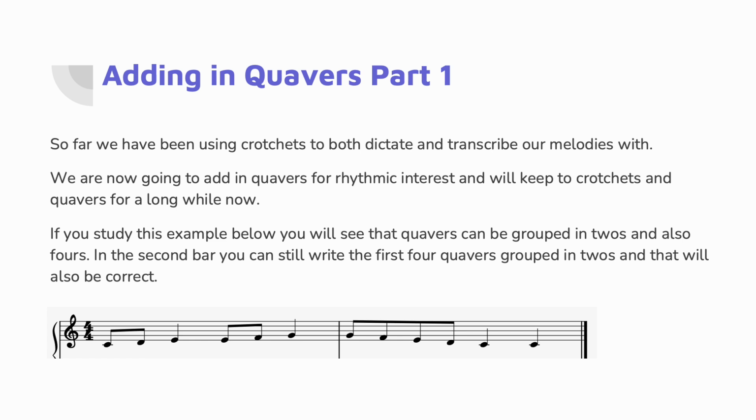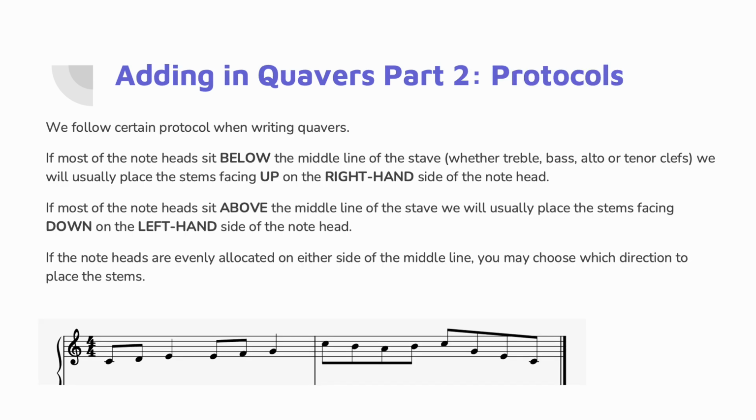You will notice now that for each beat or for each woodblock sound you have heard and inferred while you listen to the melody, you now will hear 2 notes being sounded as the quavers. So 2 quavers will sound in the space or time of 1 crotchet beat. We follow certain protocol when writing quavers.